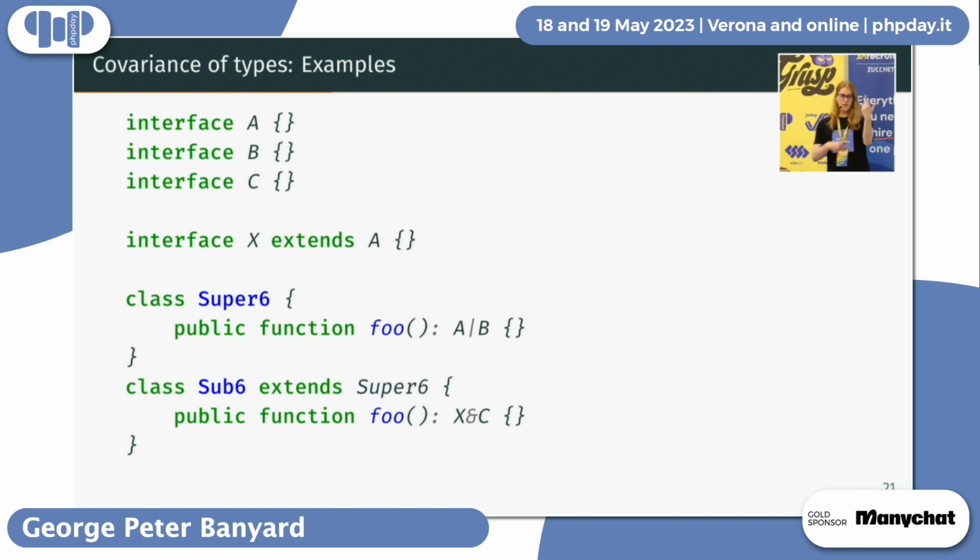More examples, the reverse is also true. I can have a union type as my parent type, and I can have an intersection type as my subtype. This is, I feel, probably easier to grasp because X extends A, so X is obviously a subtype of A, so this is valid, and I just added a constraint that I want something which is also part of C.